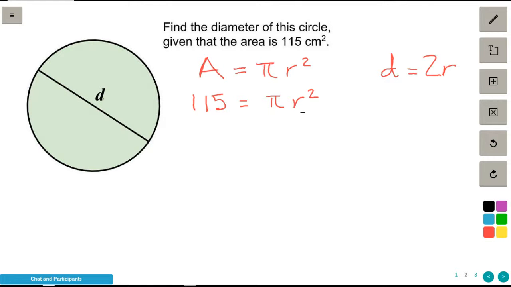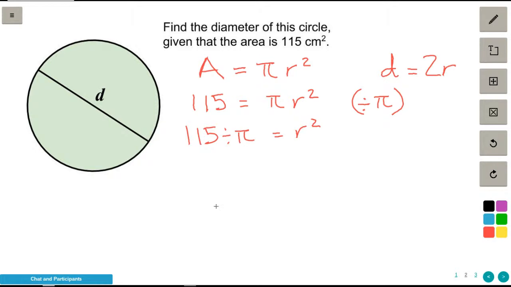We need to work backwards through our BIDMAS, through our order of operations. So if we'd normally start with the squaring and then multiply by things, to undo all of this, we need to start by undoing the multiplication, and then we can undo that power, we can undo the squaring there. So to undo the multiplication, we will divide. Divide by pi, which we've done before. So that's 115 divided by pi is going to equal r squared.